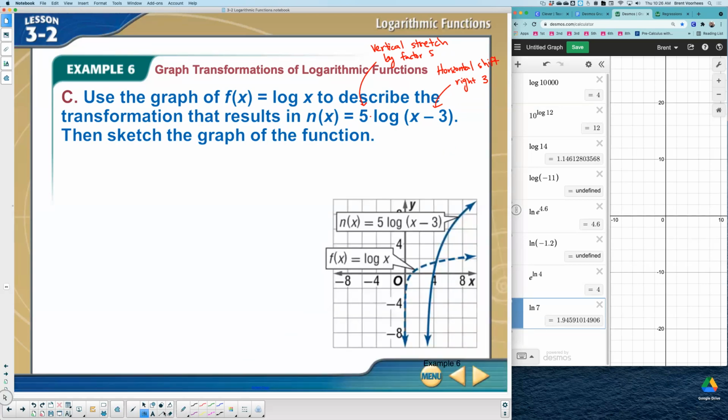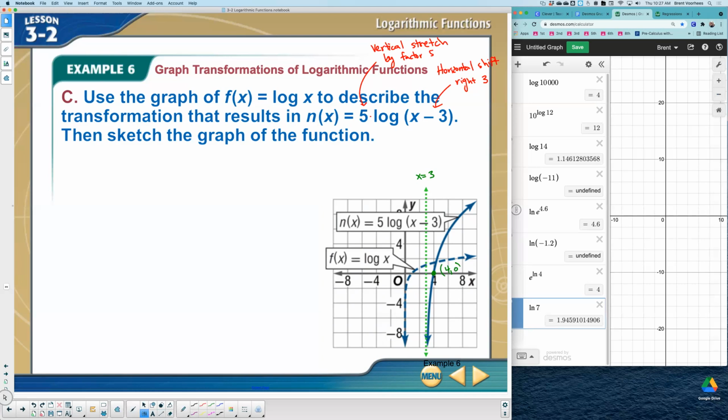So the asymptote is no longer at 0. It went right 3 units. So this should be at x equals 3. My graph is counting by 2s, but that is x equals 3. The point is no longer 1, 0, and it's now 4, 0 because it went right 3.